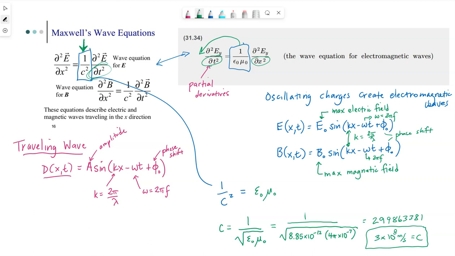Experimentally, the speed of light had been determined before Maxwell's equations, but getting these equations and recognizing that the speed of light was dependent on these constants, or determined by these constants, was a big deal. So we have electromagnetic waves. Electromagnetic waves are created by oscillating charges.